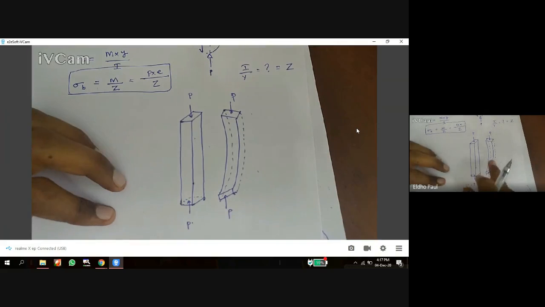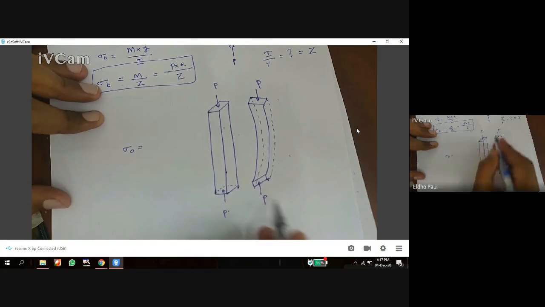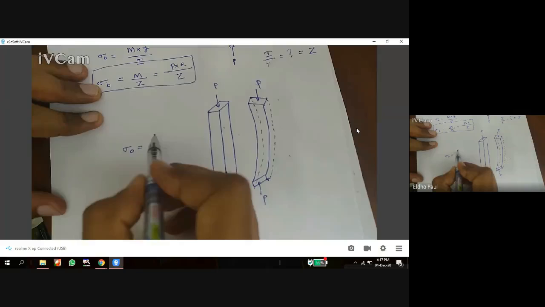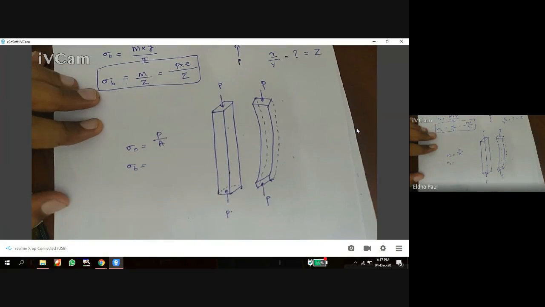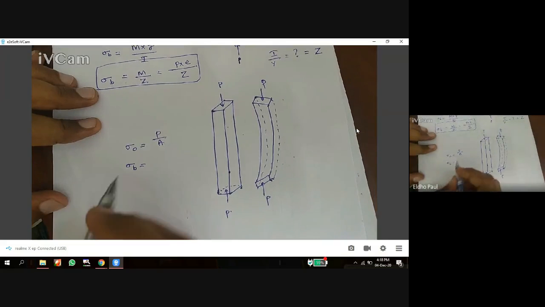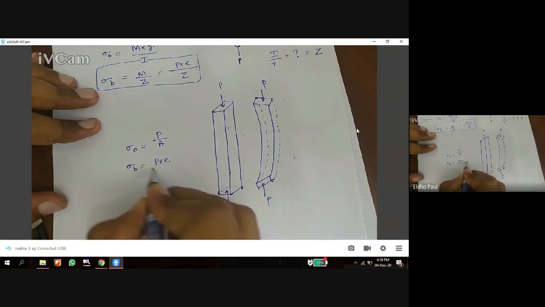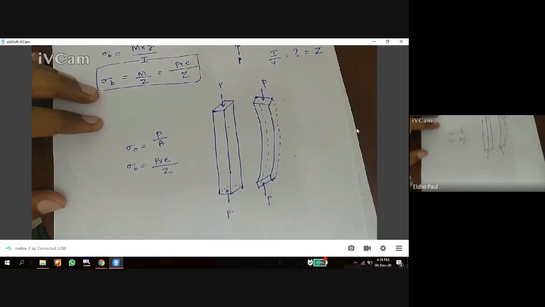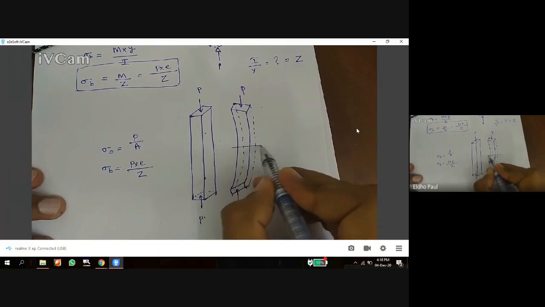Okay, so in this column we have two stresses. The first one is sigma 0, the direct stress, P by A, the average stress. Another one is sigma b, the bending stress. Due to buckling, the bending stress is equal to P into e by Z. Okay, so I am taking the center cross section.